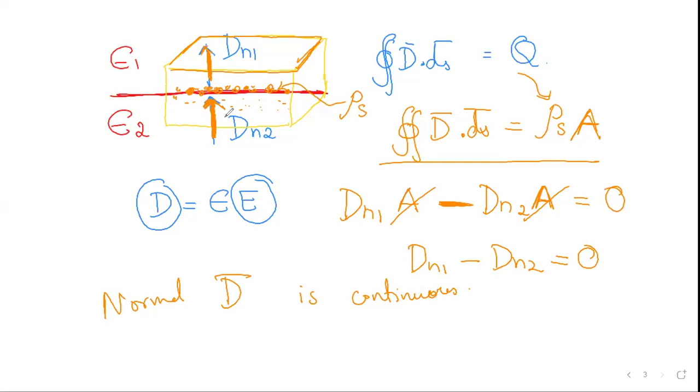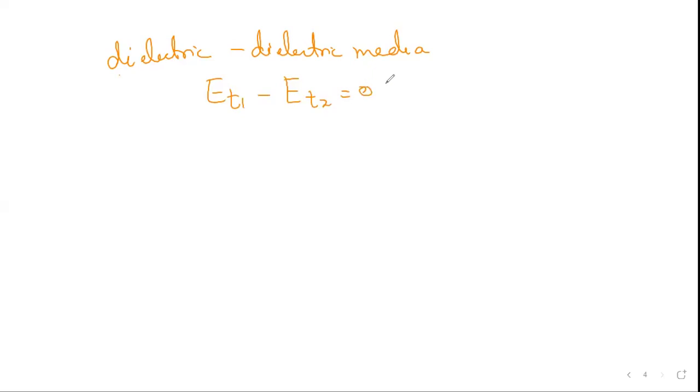No doubt. Okay. So, what we have understood is that in dielectric media, the boundary condition is ET1 minus ET2 is zero. They both are continuous. And dN1 minus dN2 is also continuous.